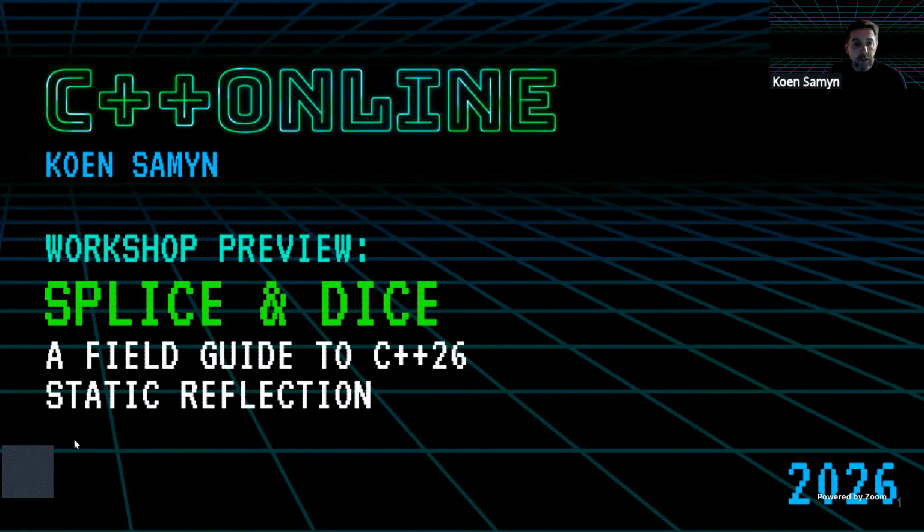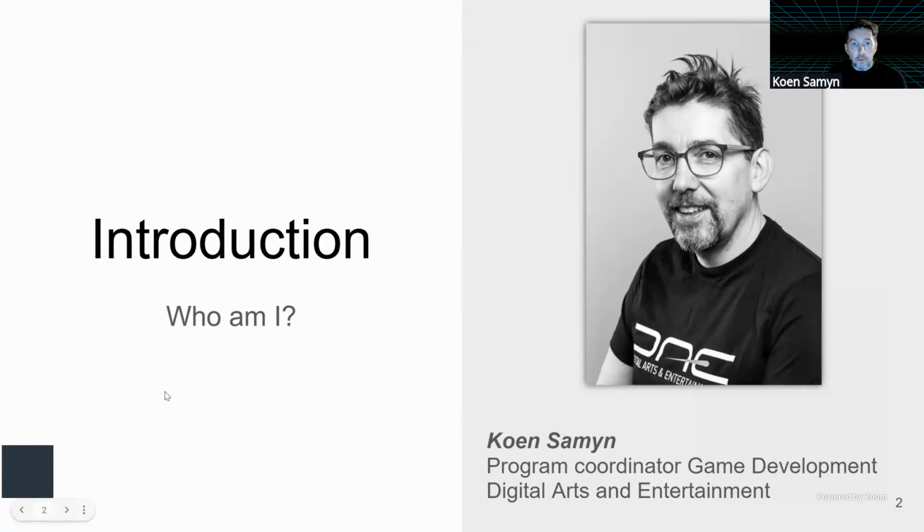The workshop is about static reflection in C++26, a topic that I'm very enthusiastic about and also want to share with the wider C++ community. So who am I? My name is Koen Samyn. I'm program coordinator for game development. My activities with regards to C++ are mainly about games and graphics programming. I'm very active with compute shaders as well. But I encountered reflection at CppCon this year, and I was instantly triggered to do something with it.